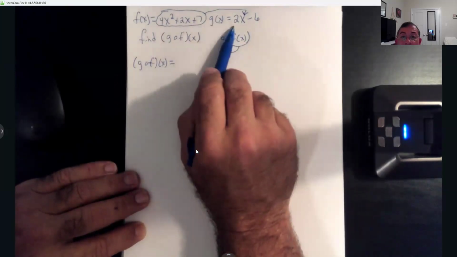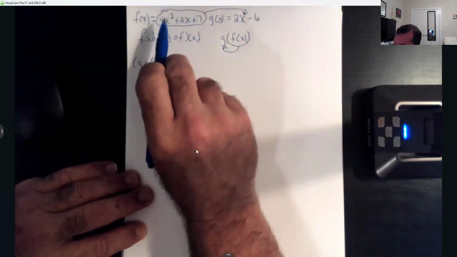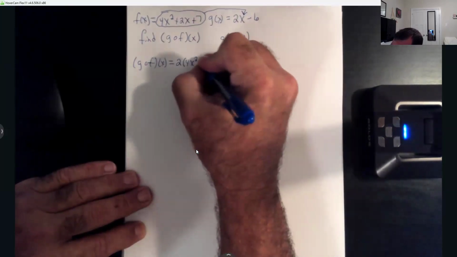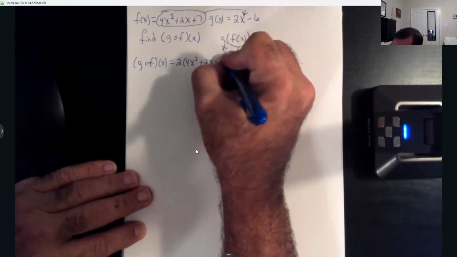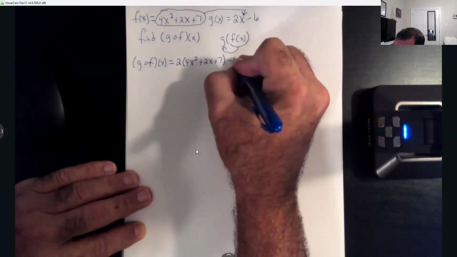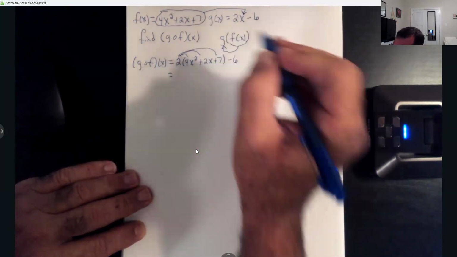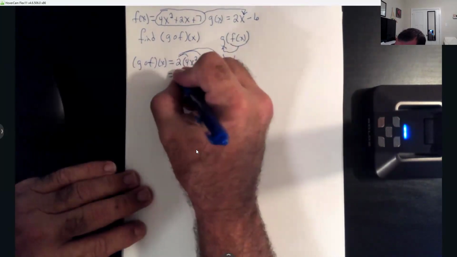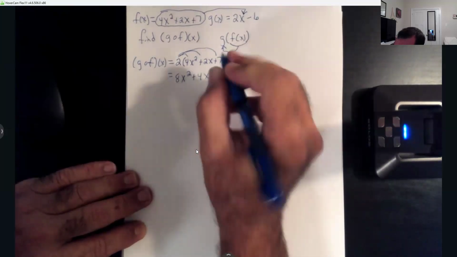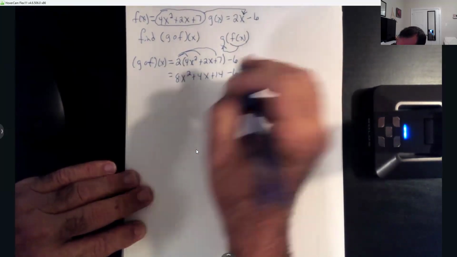So we're putting f into G. So that's going to give me 2 times my x. Well, y'all, the x is going to be the 4x squared plus 2x plus 7. So we put in our x, and then we minus 6. So the way you do this one, you're going to distribute the 2 through the parentheses. 2 times 4 is 8x squared. 2 times 2 is 4x. 2 times 7 is 14. And then minus the 6.